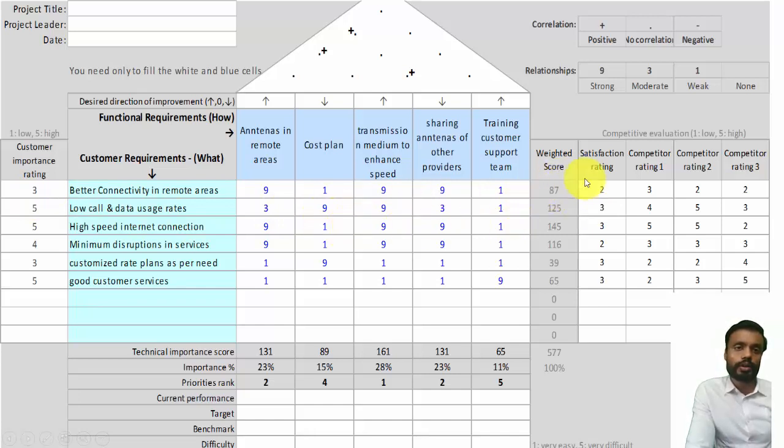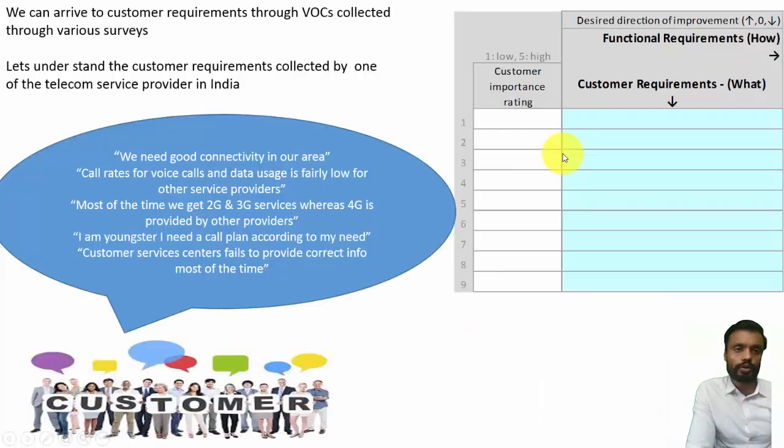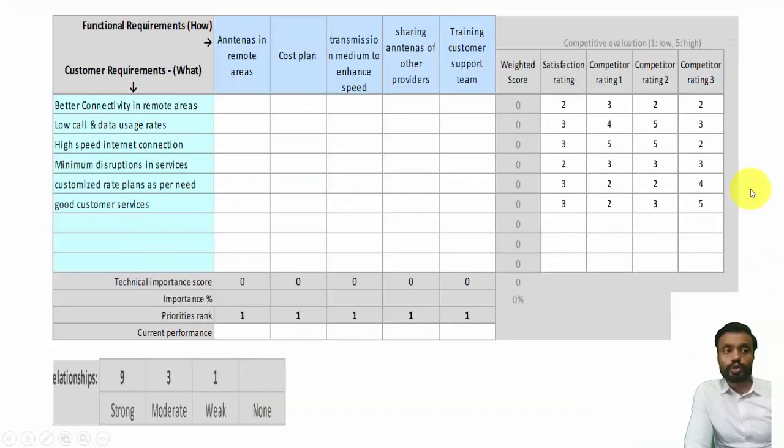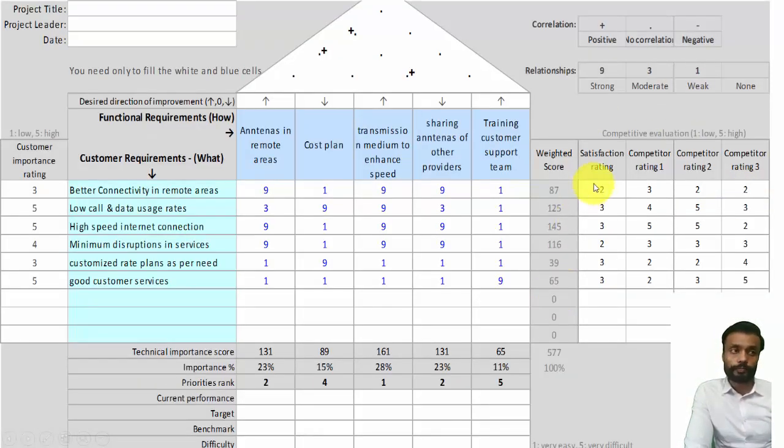And this is your, as we discussed, customer benchmarking house. So you would have your weightage score over here. The satisfaction rating would be here. You should know your customer satisfaction rating on the customer requirements which you have gathered from the data. For example, I have 2 for better connectivity, 3 for low call, 3 for high speed, 2 for minimum disruption in services, 3 for customized rate plan as per need, and 3 for good customer service. Similarly, you will capture the customer rating for your competitor and put it over here, in the columns over here.